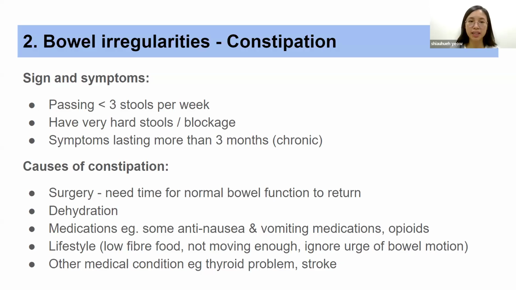Bowel irregularities. I'll talk about constipation first. So how do we know that we are actually constipated? The signs and symptoms will be we pass less than 3 stools per week, meaning that after 3 days, you still haven't pooped. Yeah, or sometimes you have very hard stools or blockage. But if it lasts more than 3 months, then we call it chronic constipation.